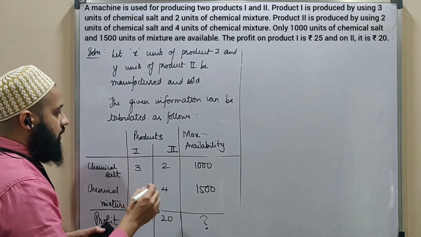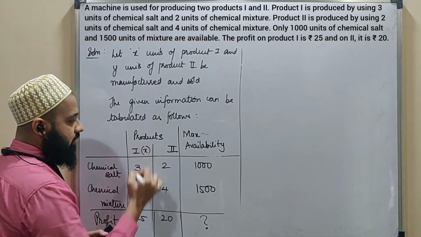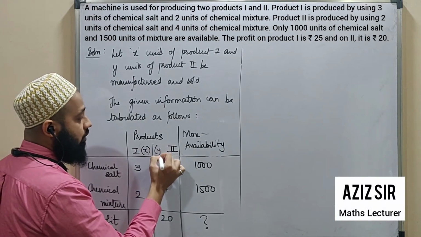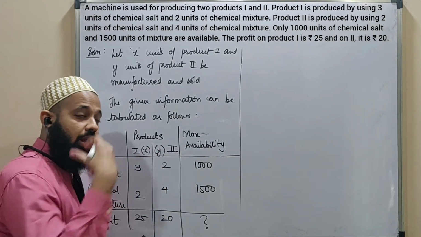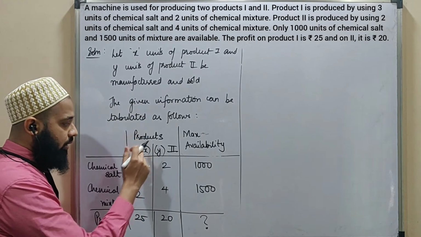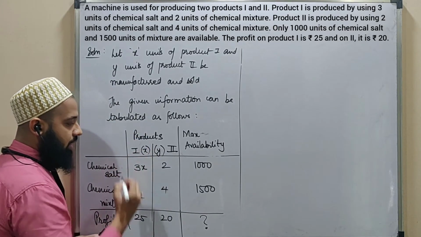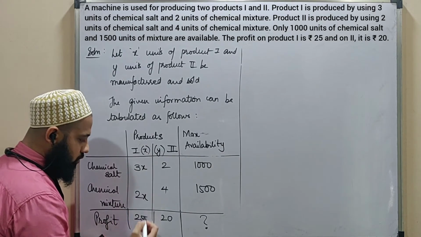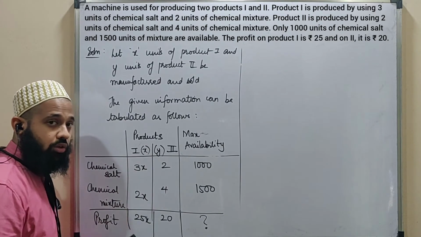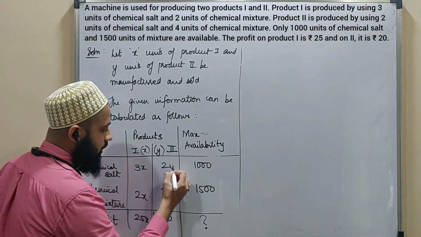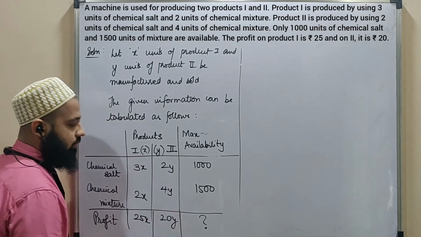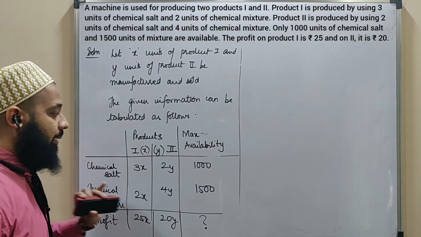Okay, now we decided that product 1 will be X and product 2 will be Y. That's the quantity of it, right? So if you are having X number of product 1 made, on one of them you spend 3 units, then on X you will spend 3X. Similarly, your 2X and 25X profit when you are selling X products. Similarly, Y in all of these. That's how you can tabulate the problem.